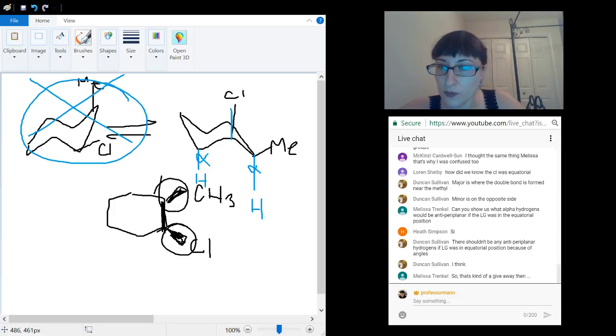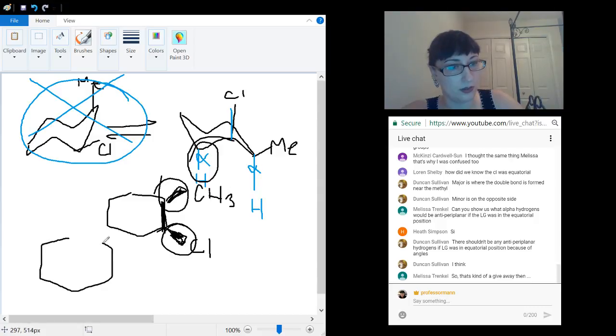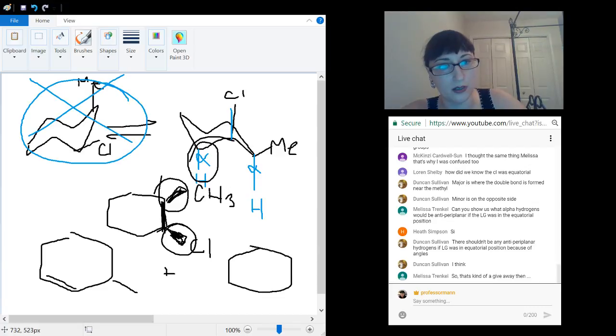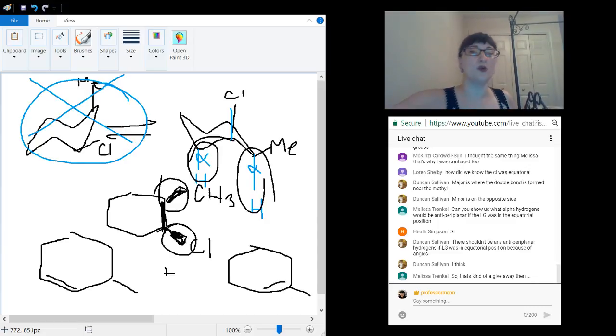Now, let's see what our product should be here. If I lose this hydrogen here, we would end up with a cyclohexene that has a methyl group right there. And then another one, if I lose that hydrogen, where the methyl group is there with a double bond. So which one should be the major product and which one should be the minor product?